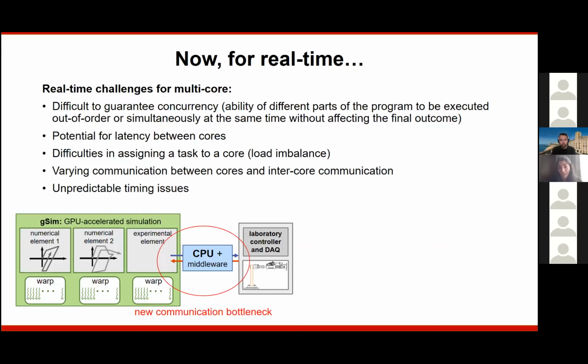And so I'll just end with that and note that even if you can accelerate the finite element portion of this hybrid simulation, there's still this communication bottleneck that could be a concern because you still have to communicate with the CPU.